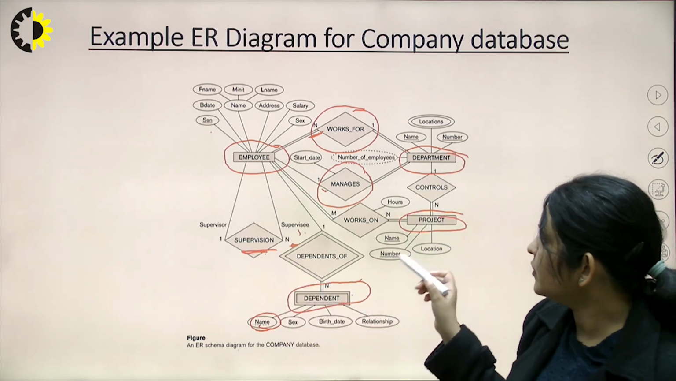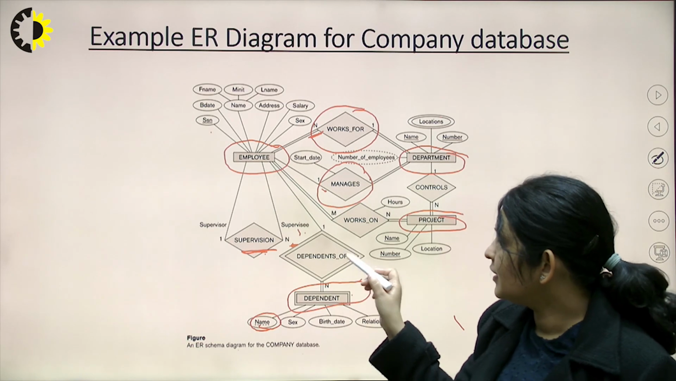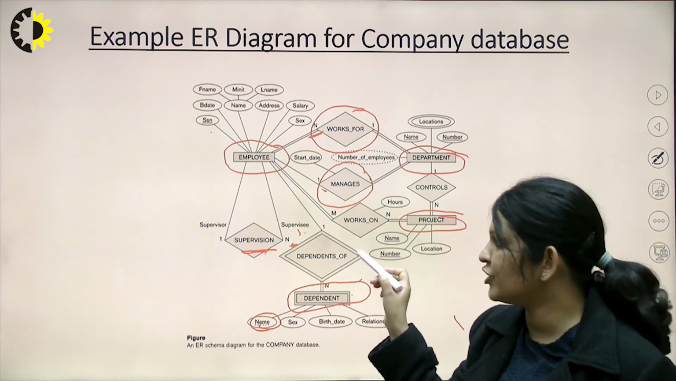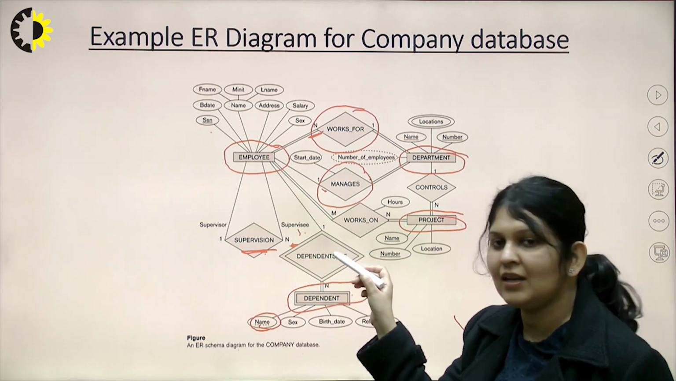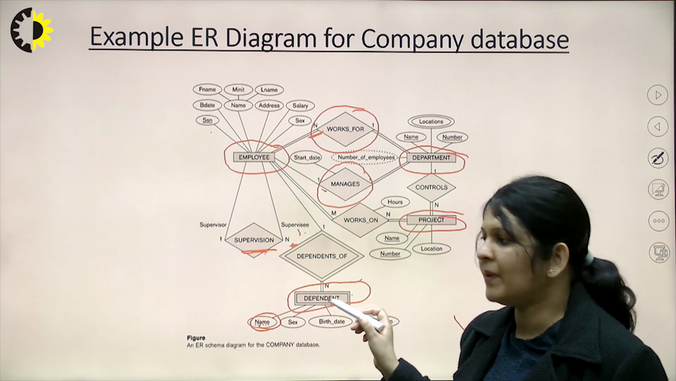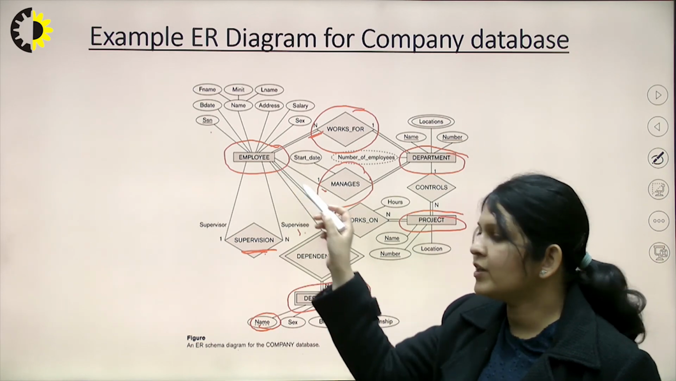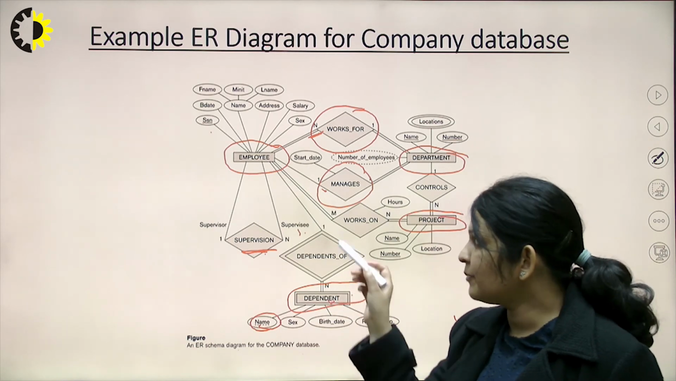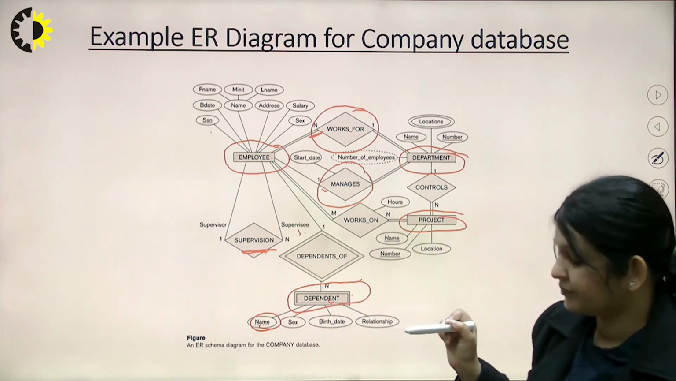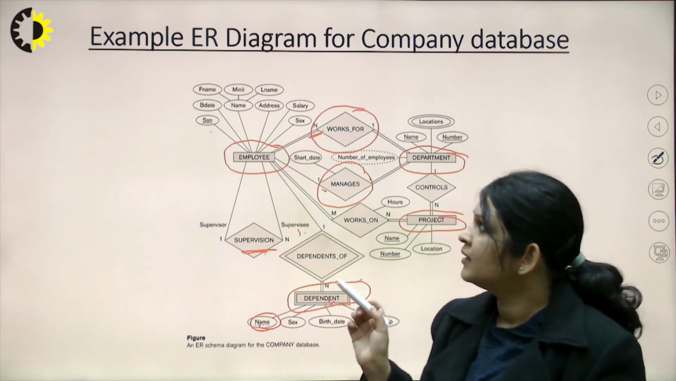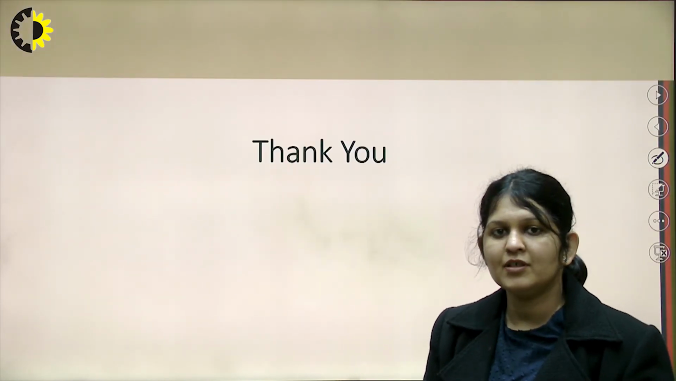Lastly we have dependent_of. This is an identifying relationship, so we have shown it using a double diamond. It is in total participation with dependent. Why? Because if the employee is not there, then there would be no dependent entity for that particular employee. So this is how we draw ER diagrams. Thank you so much for this particular lecture.